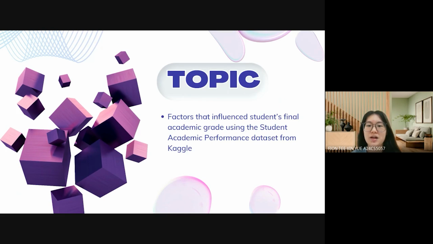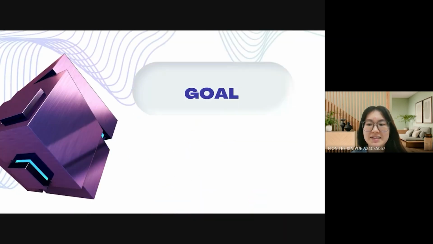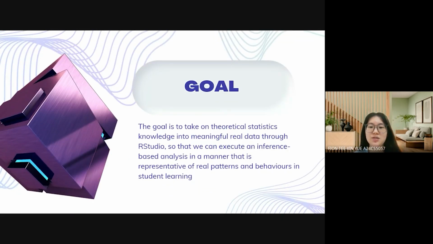The topic for our Project 2 is the factors that influence students' final academic grade, using the Student Academic Performance Dataset from Kaggle. The goal is to take theoretical statistical knowledge into meaningful real data through RStudio so that we can execute an inference-based analysis in a manner that is representative of real patterns and behaviors in student learning.